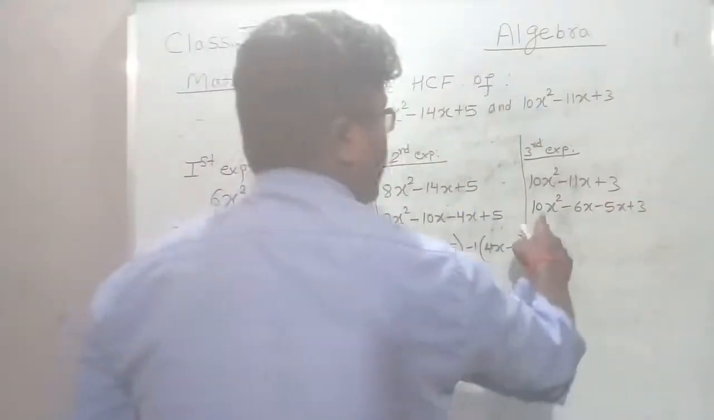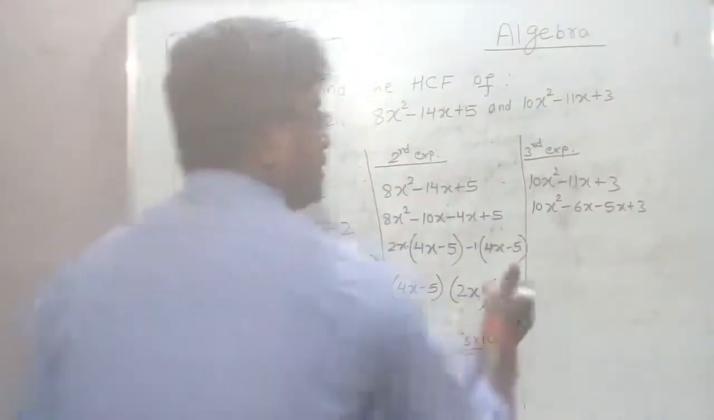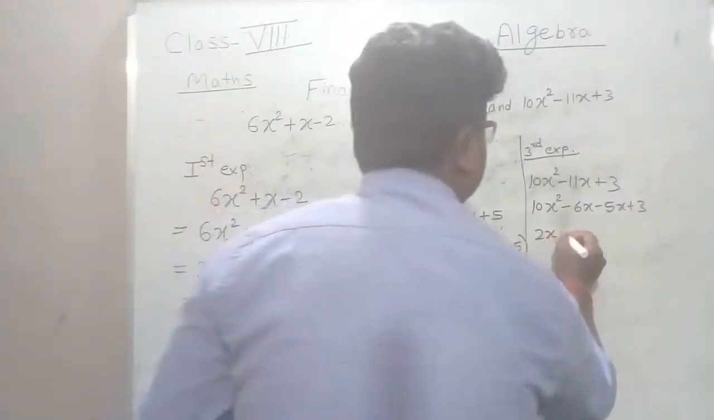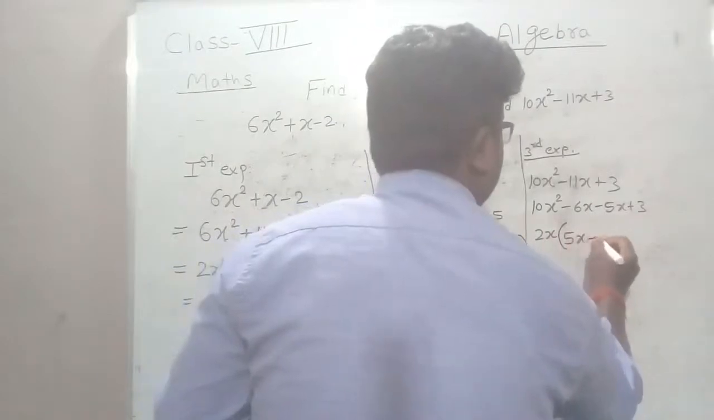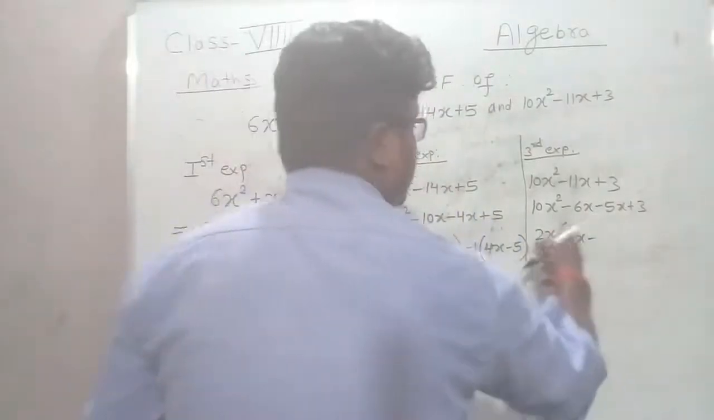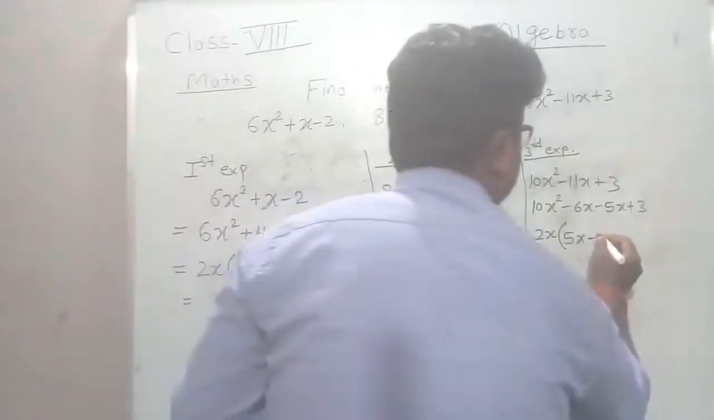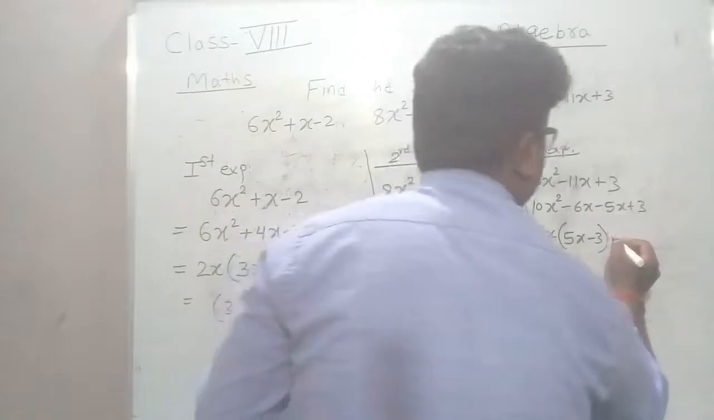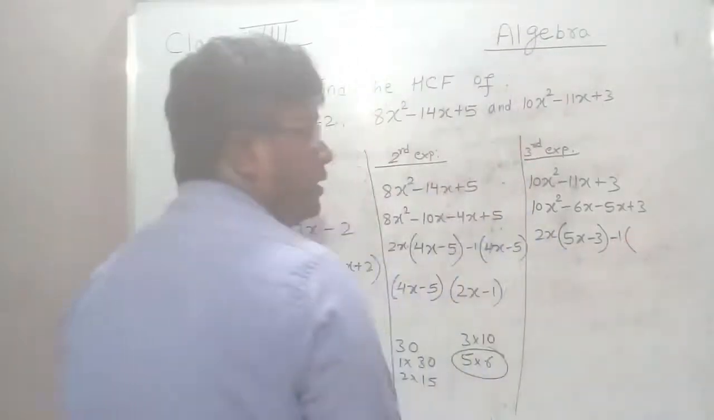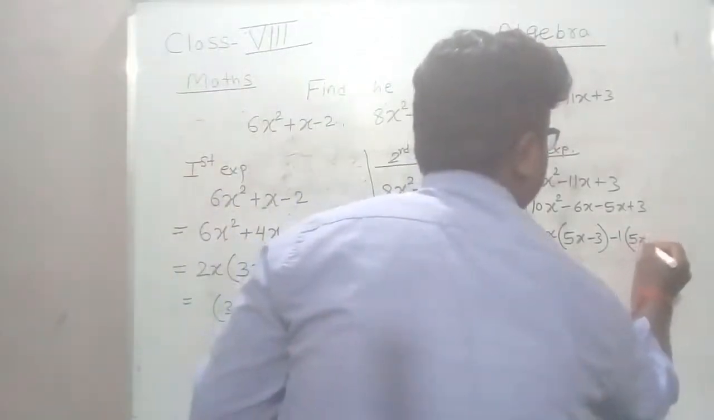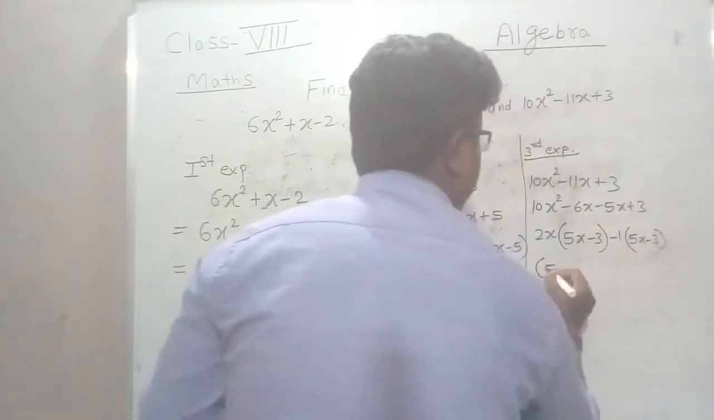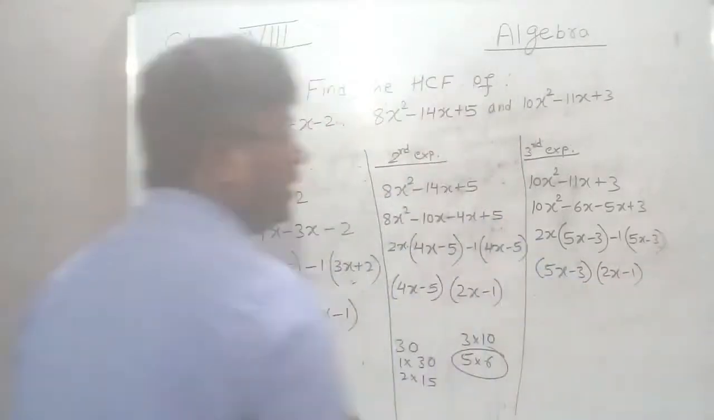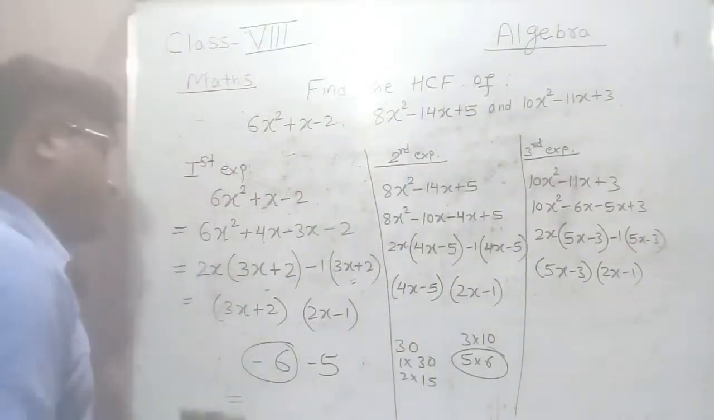Okay, so now let's take common here. What can we take common from 10 and 6? That is your 2, and from x square and x, that is your x. So taking 2x as common, 5x minus 3 remains. Okay, so from minus 5x plus 3, what can we take common? Minus 1, because nothing is common there. Okay, so 5x minus 3. What did we get here? 5x minus 3, 2x minus 1. Okay, this is the factor for the third expression.